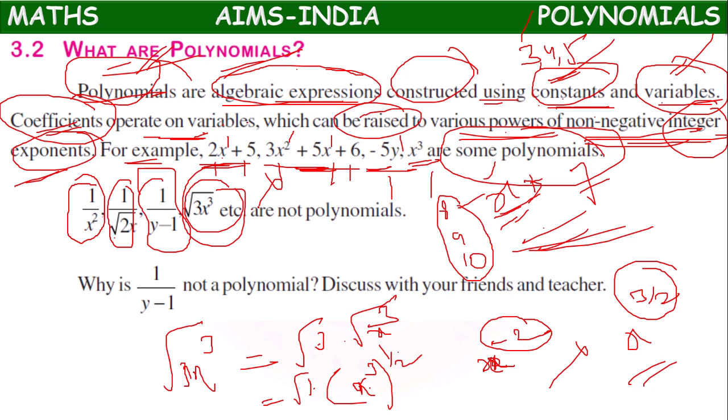If the variable is raised to negative exponents or to rational or fractional exponents, then they are not polynomials. So 1 by y minus 1 is not a polynomial, because it is in the denominator; if it is moved to the numerator, it will be raised to a negative exponent. That's why it is not a polynomial.